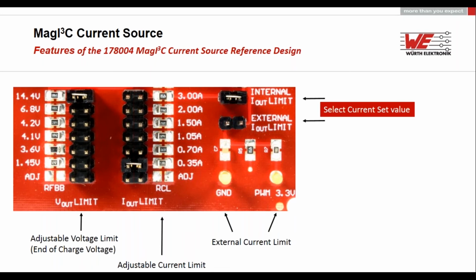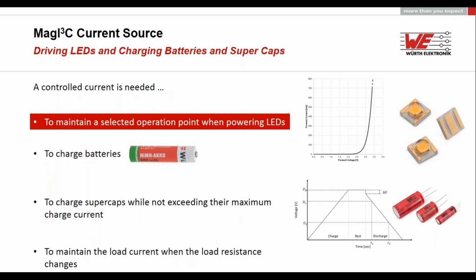appropriate jumpers. Current regulation is needed to maintain the operation point of an LED. Due to the normal operation in the area of the steep slope of the LED characteristic curve, current regulation prevents the LED current from exceeding its maximum value.